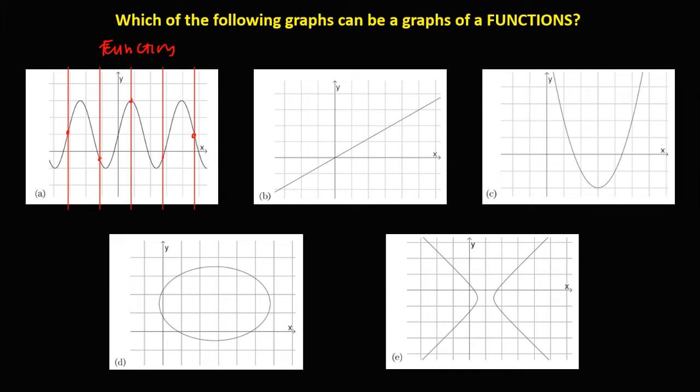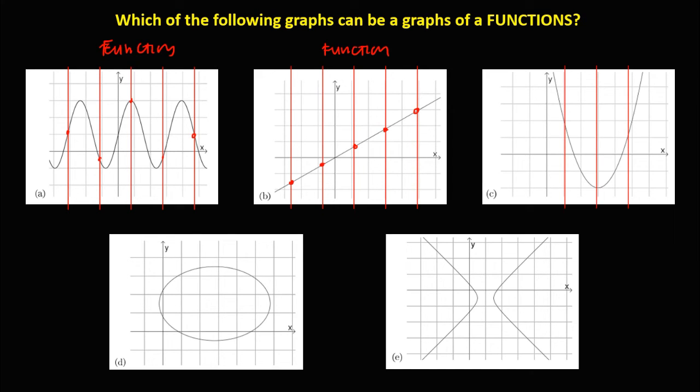Then for B, we need to draw a vertical line. Since the vertical line hits exactly one point of the graph, this graph is also a function. And for C, since the vertical line hits exactly one point of the graph, this graph is also a function.